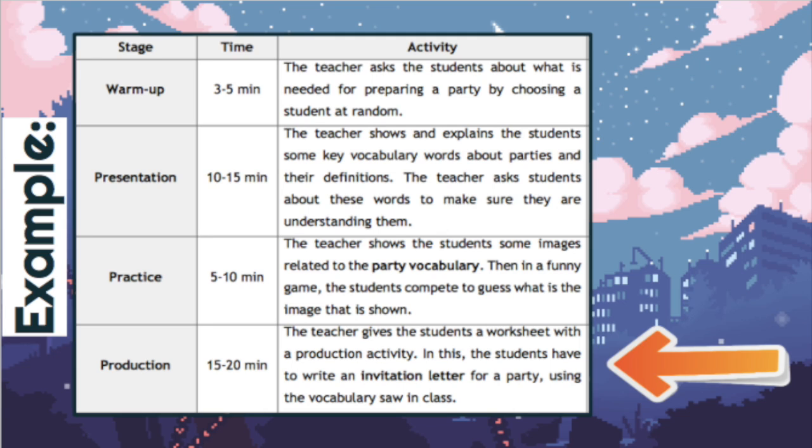Production. This last stage is similar to the practice stage, but there is more student autonomy. In language classes, activities are related to speaking and writing. It also focuses on fluency and includes real-life situations.